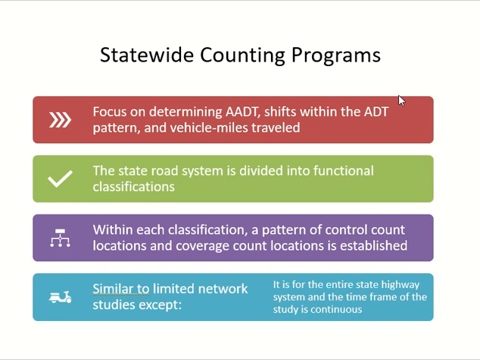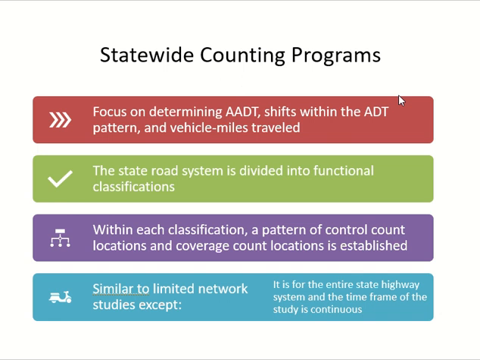Now, what are we trying to find out in statewide counting programs? We are trying to find out three things. For every segment, we are trying to find out AADT. What is AADT? Average annual daily traffic. So it is annual, right? So how much is my time period? One year. So again, a difference between limited network and this one.